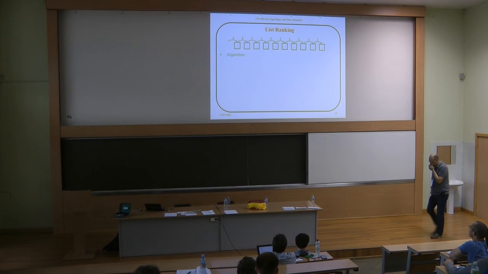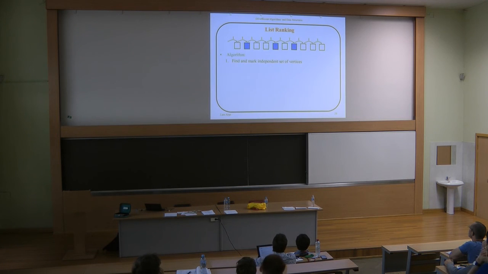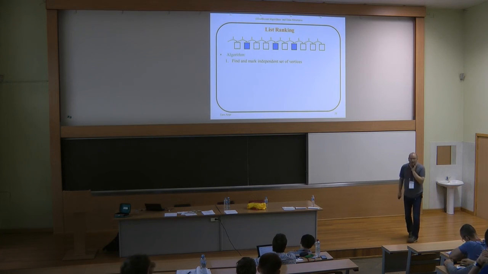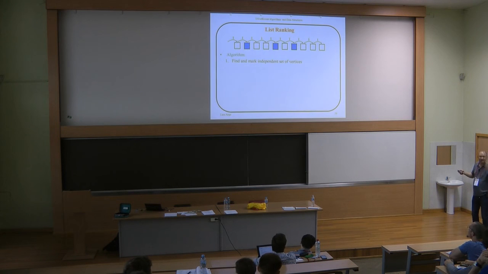All right, here's how we're going to do it. Now I'm drawing the list like it's sitting linearly like this. But it's not, right? Because if it was sitting linearly like this, it would be very easy to solve the problem. I would just scan through. But I can't explain it without drawing it nicely here. So here's what I'm going to do. I'm going to find an independent set of vertices. An independent set is a set of vertices, the blue guys here, that don't have edges to each other. So none of the blue guys have a predecessor or successor that's also blue.